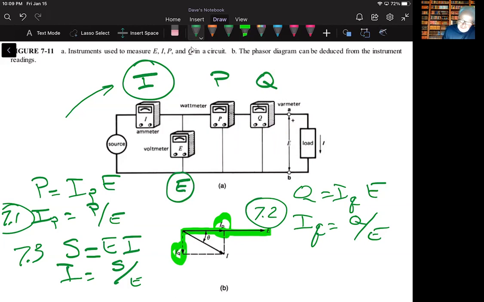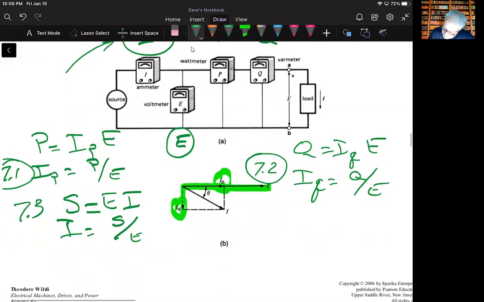Now, if that were the case, and that's what I'm working with, then if I wanted to determine the total current here, we're looking for this quantity, so we're using just basic Pythagorean, or right angle, whatever you want to call it, you know the drill: I squared is equal to I sub P squared plus I sub Q squared. All right, let's just leave that alone for a second.